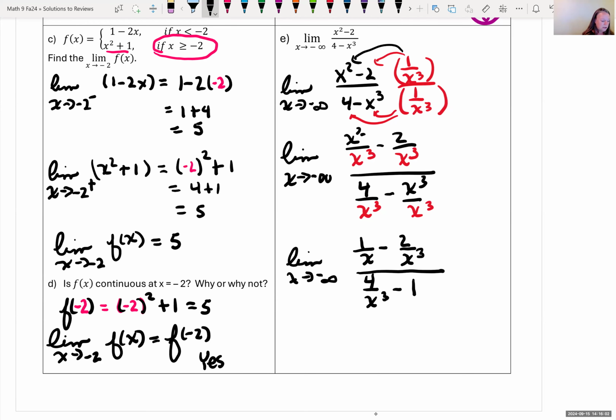So recall that if we have a limit as x is approaching either positive or negative infinity of some number over a variable x, this is going to be going off to 0. So I know that that 1 over x is going to be approaching 0, minus 2 over x cubed as x goes off to negative infinity, that will also be approaching 0. That 4 over x cubed as x goes off to negative infinity goes to 0, and then minus 1. So technically I have 0 over negative 1, which is equal to 0.